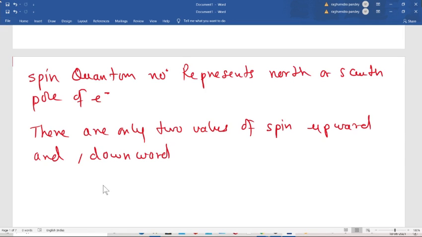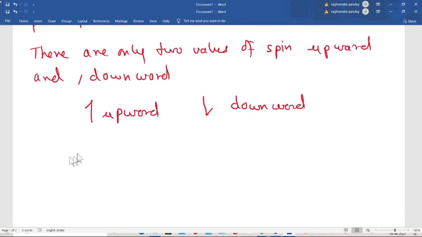Upward and downward. So upward spin is represented by this. This is your upward, and the half arrow is for downward spin. Upward spin is written as plus half, and in bracket it is written as s. S means the spin quantum number, and the downward spin is written as minus half. Even if you don't write s, it is plus and minus.